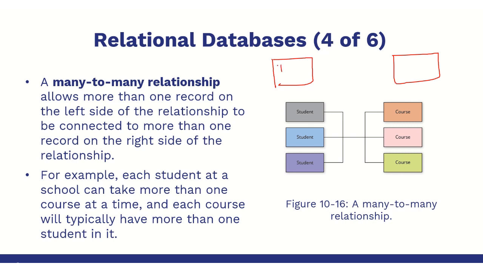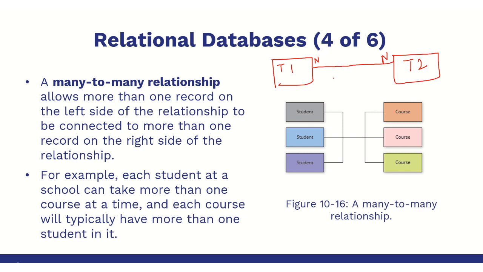This is T1 and this is T2. These are the two tables, T1 and T2. So many records on the T1 side can be related to many records on the T2 side. That is called many to many relationship.